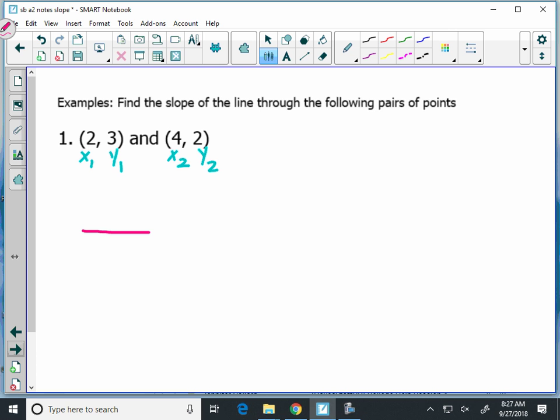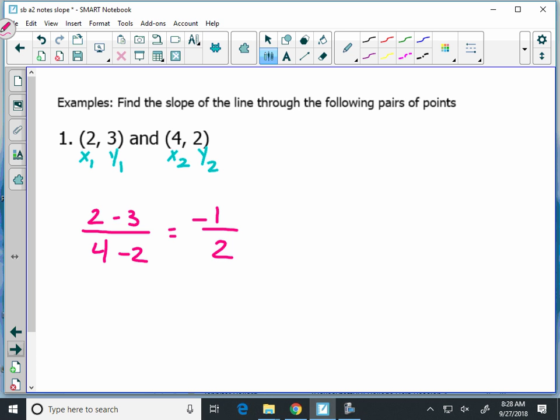y2 minus y1. So what is our top going to look like? 2 minus 3. y2 minus y1. 2 minus 3. Okay. What is our bottom going to look like? x2 minus x1, which is what? 4 minus 2. Clean it up some more. 2 minus 3 is what? Negative 1. And 4 minus 2 is? 2.